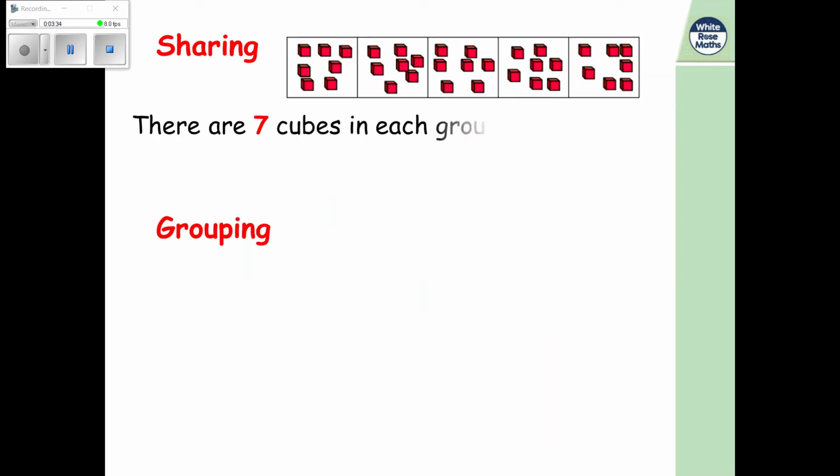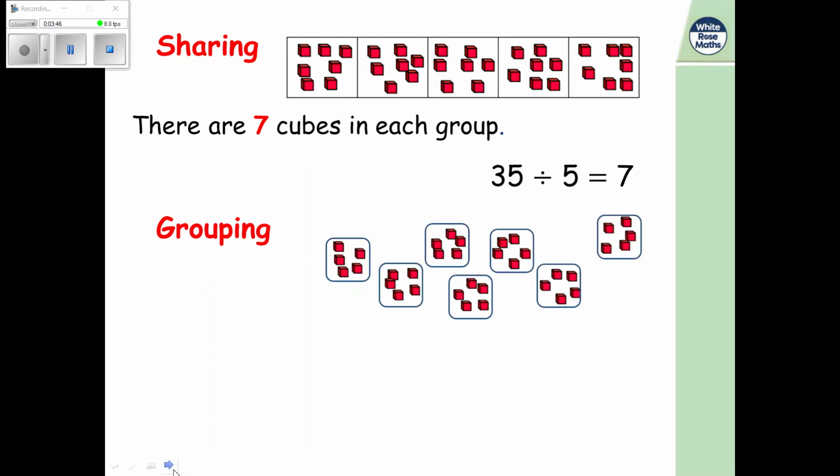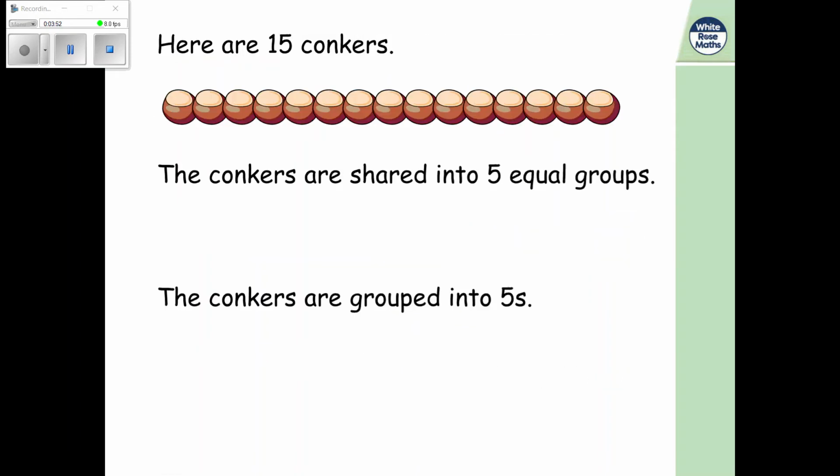So sharing and grouping, let's look. So sharing, she shared them out into groups. There are 7 cubes in each group. So 35 divided by 5 equals 7. Here she grouped them. There are 7 groups of 5. So again, 35 divided by 5 equals 7.